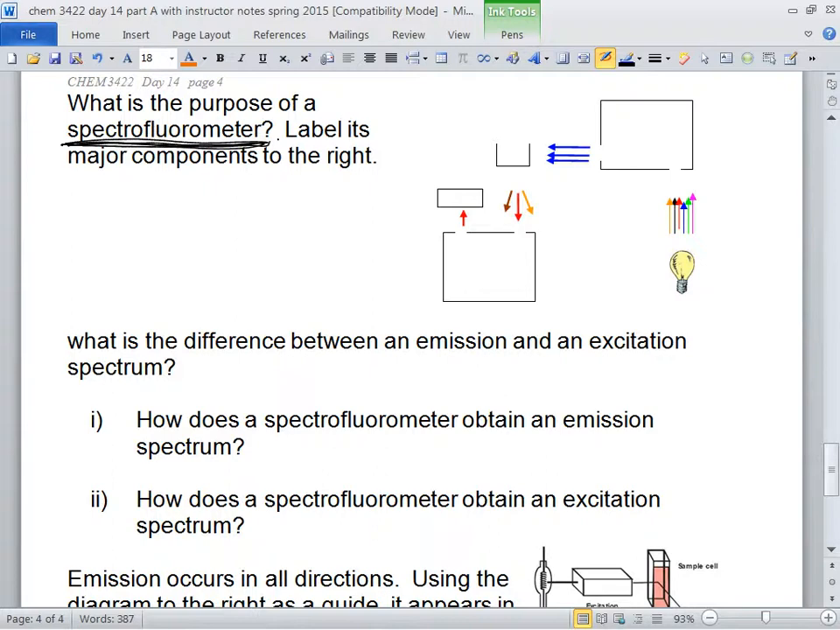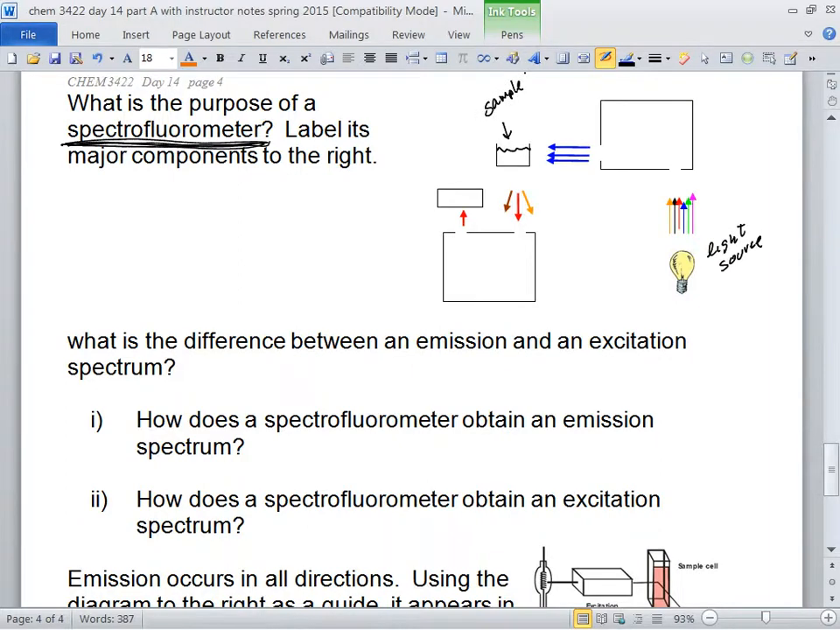But we talked about GC being narrow on what it can analyze. Well, this is really narrow. So if it's not something like quinine, you're screwed. Okay, so how does it get the emission spectrum? Well, you have to have a light source, obviously. And then you have to have a sample. There's your sample.